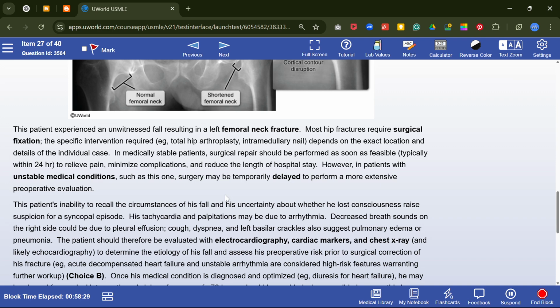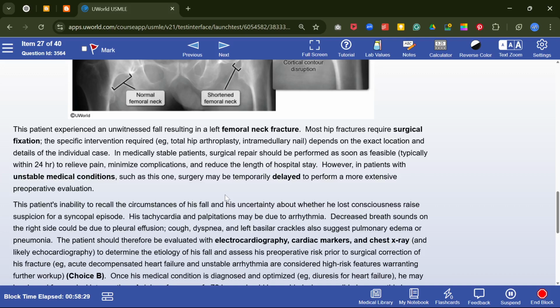However, in patients with unstable medical conditions, such as this one, surgery may be temporarily delayed to perform more extensive preoperative evaluation.